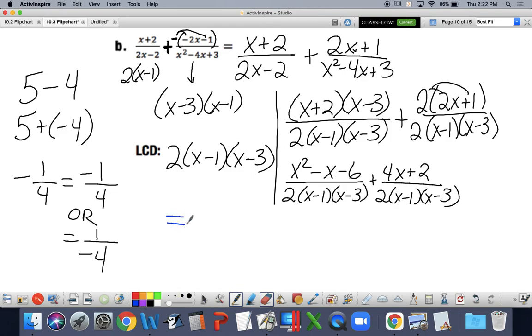Right now I'm going to go ahead and add across. Add my numerators. So x squared, can't really be added with anything. Negative x plus 4x plus 3x. Negative 6 plus 2 minus 4 over my big denominator.